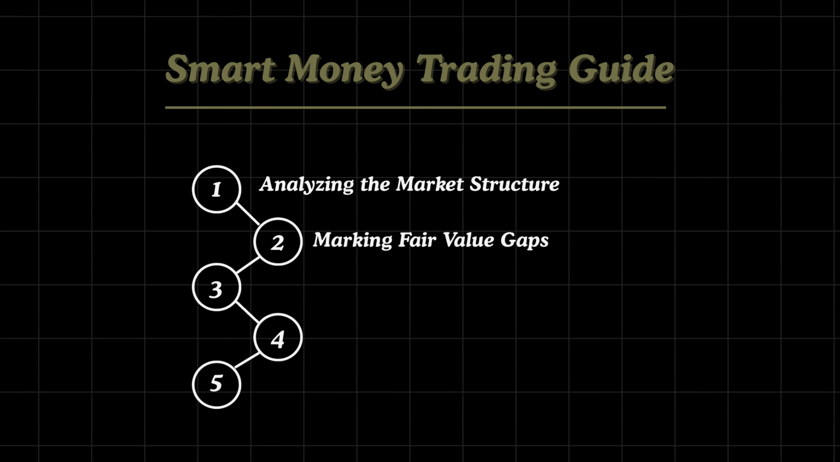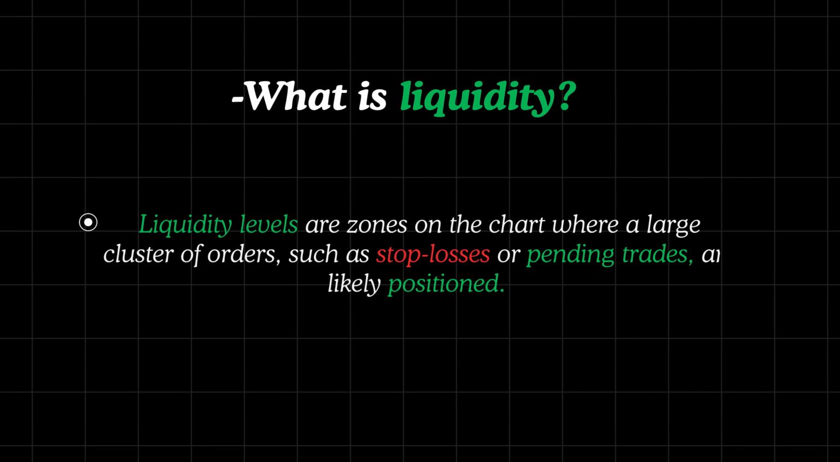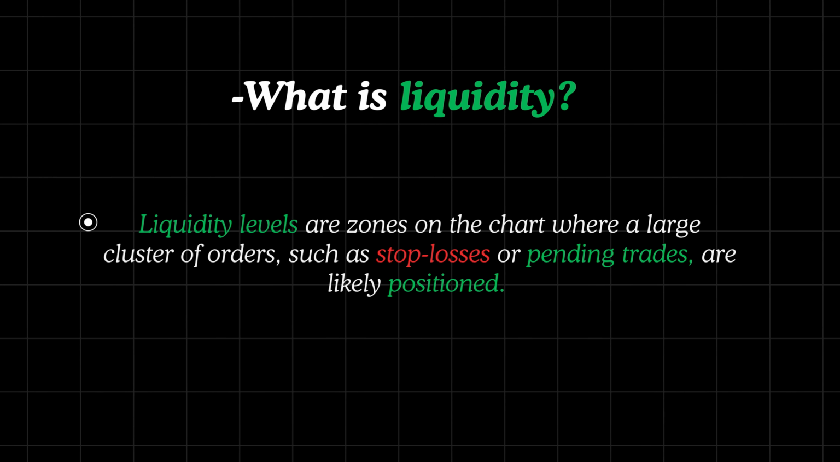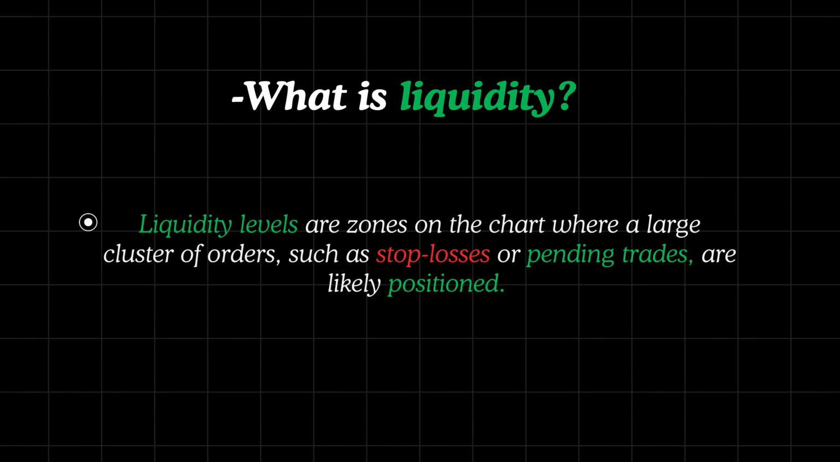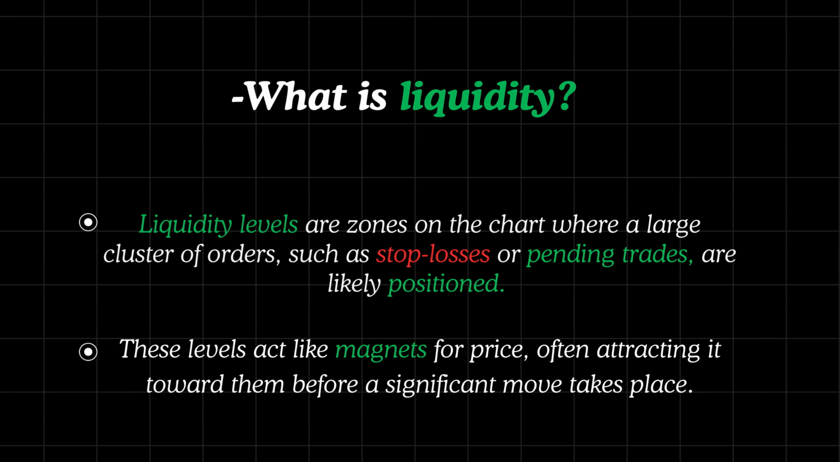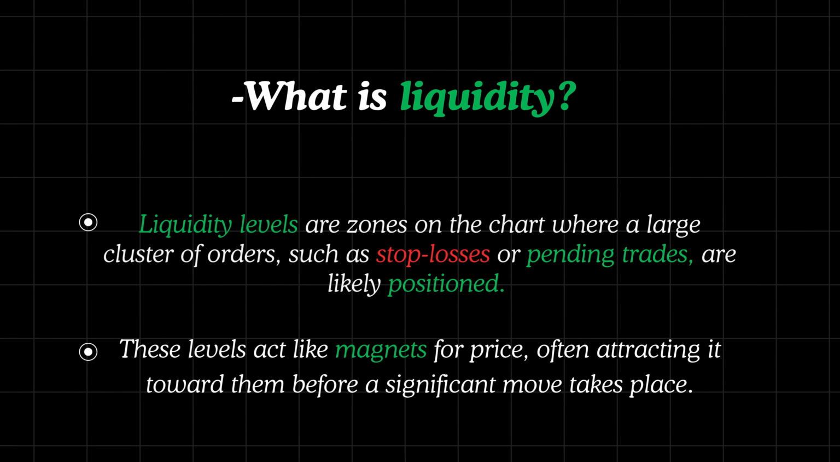Now, let's move on to the next concept. Identifying liquidity. Liquidity levels are zones on the chart where a large cluster of orders, such as stop losses or pending trades, are likely positioned. These levels act like magnets for price, often attracting it toward them before a significant move takes place.